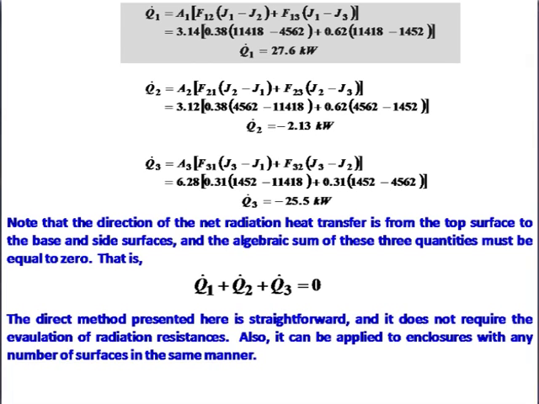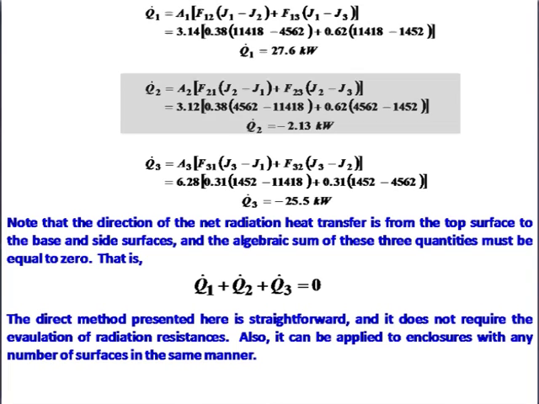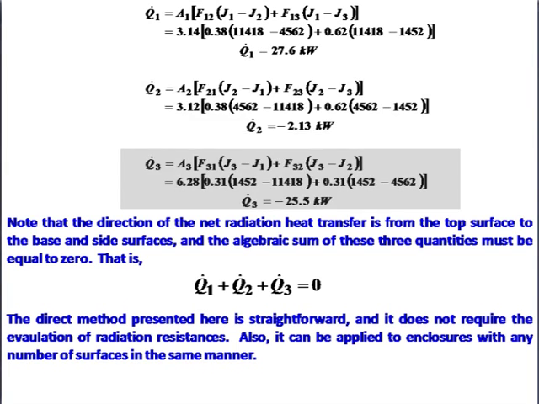So, J1 minus J2 upon 1 upon A1 F12, plus J1 minus J3 upon 1 upon A1 F13, gives me 27.6 kilowatts. Similarly, for Q2, I get minus 2.13 kilowatt and for Q3, I get minus 25.5 kilowatt. The algebraic sum of all this should be 0, the net heat transfer, by conservation of energy.